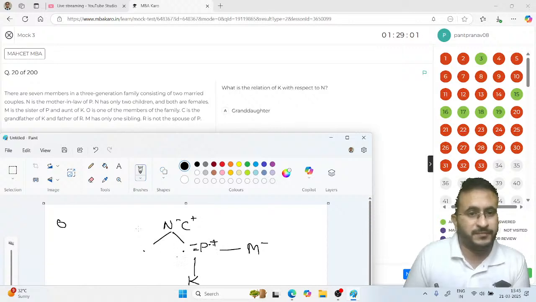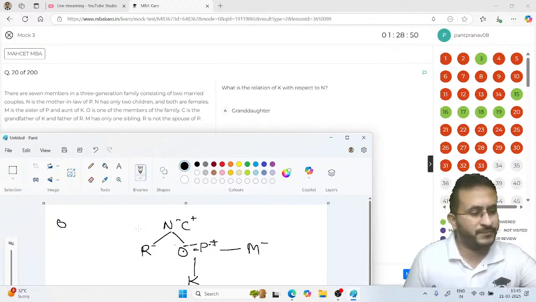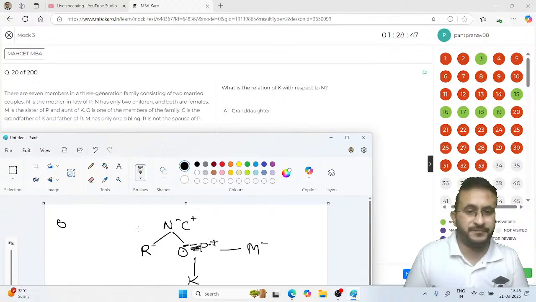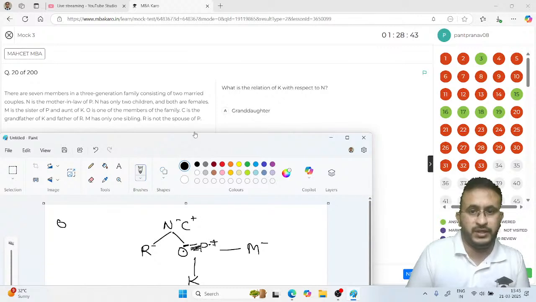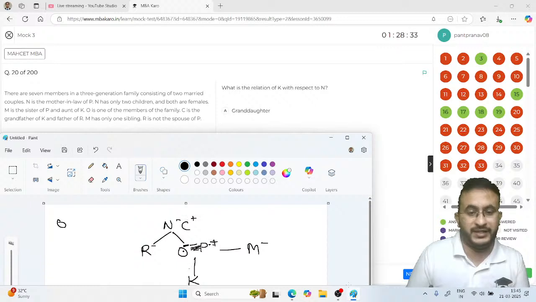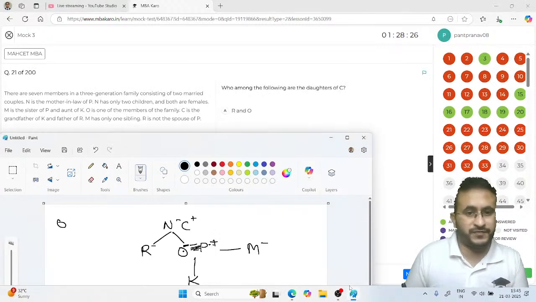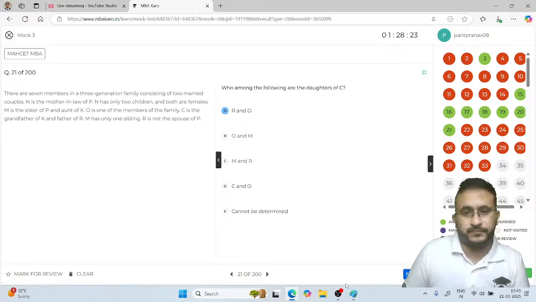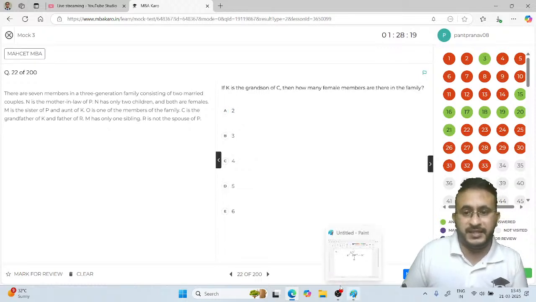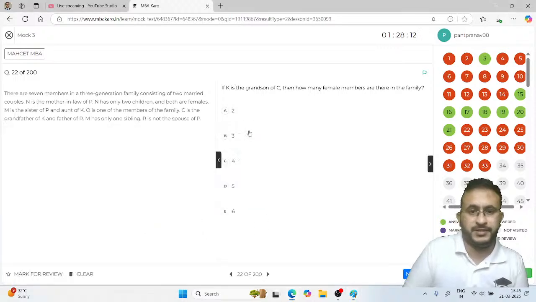R has to be one of these two people. R is not the spouse of P. So this will be R. And one more person has to be there. That is O. Right? So these are the seven members. So N has two children, R and O. Right? And O is married to P. So this is the arrangement. K's gender is not given. Relation of K with respect to N. Right? So K with respect to N, N का या तो grandson है या granddaughter. So we are given either granddaughter or grandson. So we'll use that. Daughters of C are R and O. If K is the grandson of C, how many female members are there in the family? So if K is the grandson, that will be a male member. So we have 1, 2, 3, 4 female members.